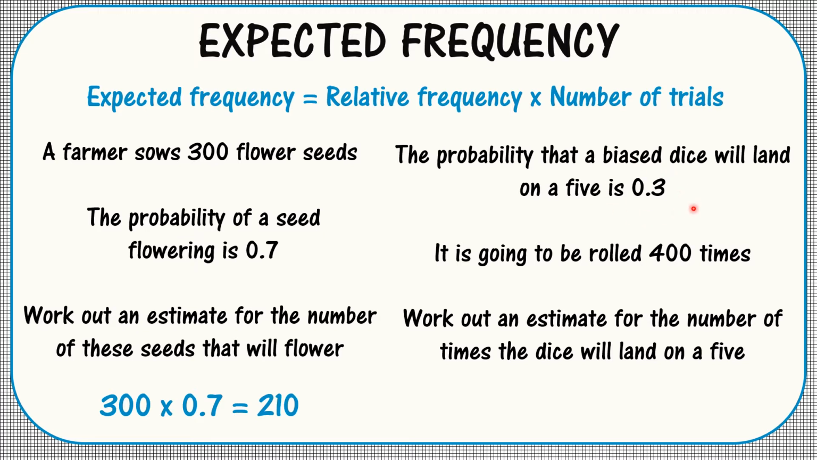So this 0.3 is the relative frequency. This 400 times is the number of trials. Work out an estimate for the number of times the dice will land on a 5. What you would do is you do the relative frequency multiplied by the number of trials. Therefore, you would do 0.3 multiplied by 400, which equals 120. So if you rolled this dice 400 times, you will expect that it will land on a 5 120 times.